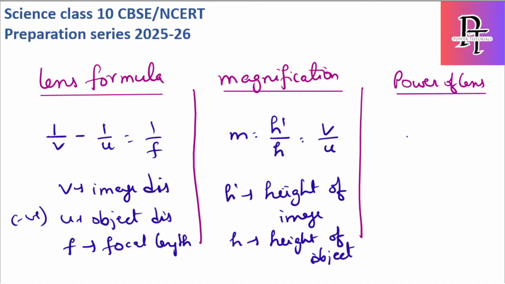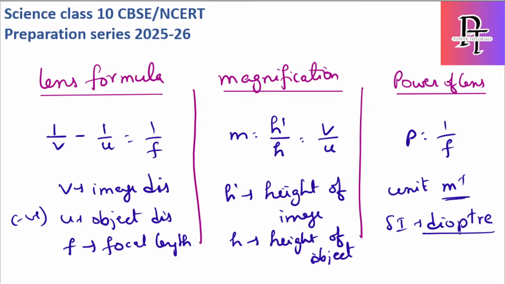What is the power of a lens? The power of a lens formula is very easy. It is 1 by f, that is the inverse of focal length, and it is measured in meter inverse, which is nothing but the SI unit diopter. We use this mainly in spectacles. People who are suffering from myopia, that is short sightedness, have to use a concave lens and the power will be negative. For elder people they use a convex lens, because those people cannot see things which are closer to them, so for them you have to use a positive power lens, which is a convex lens.